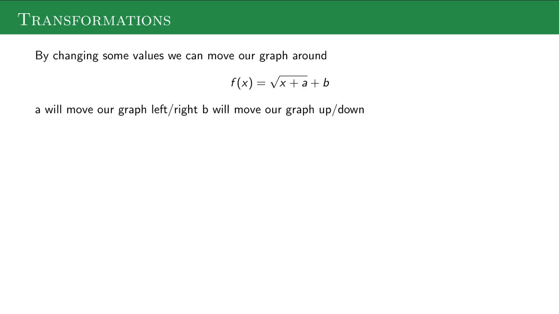And when you're doing transformations, you have a number on the inside. This number next to x is going to move you to the left and right, and the number on the outside is going to move you up and down. So the way to remember this is the number next to the x moves you in the x direction, left and right. The number away from the x moves you up and down in the y direction.